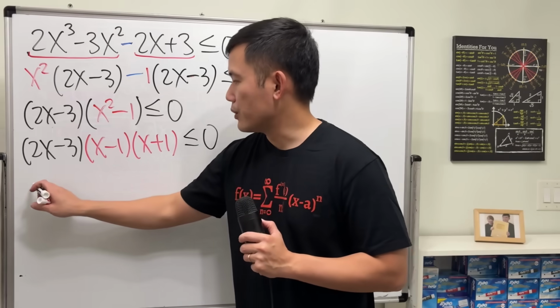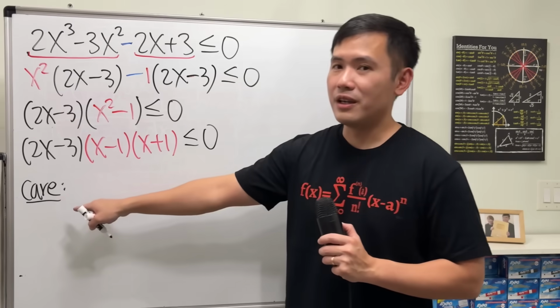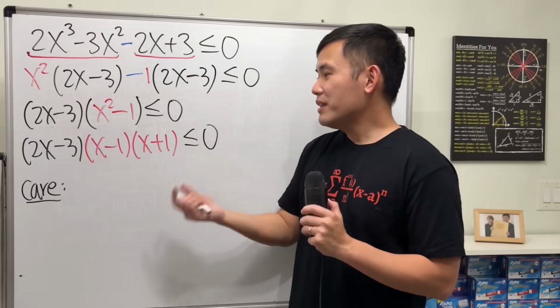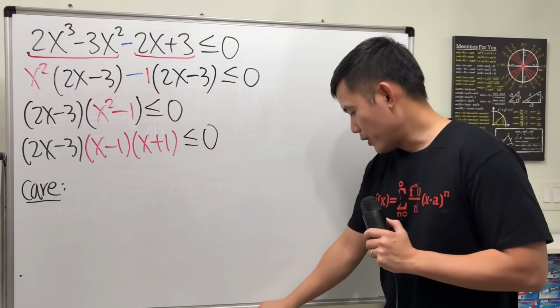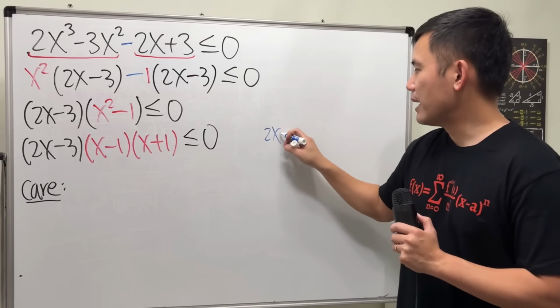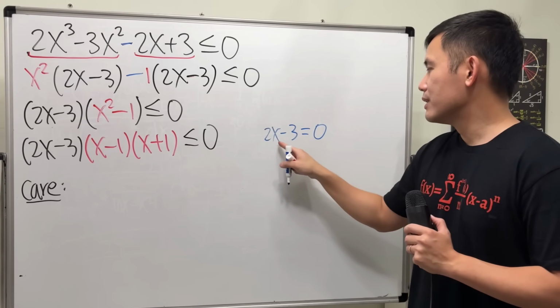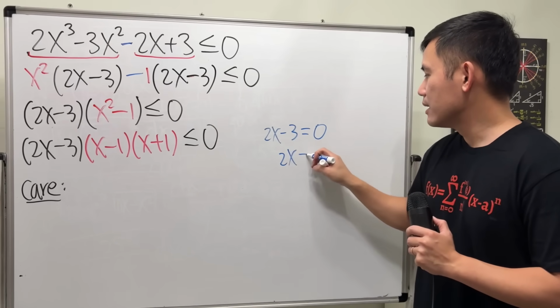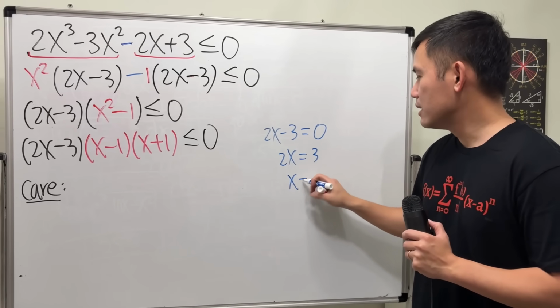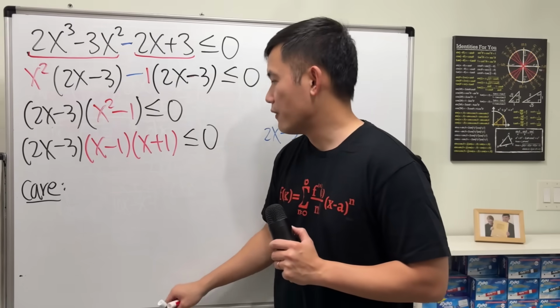How are we going to do it? Firstly, I like to write down the numbers that we care about. What are the numbers that we care about from here? Well, for the first factor, 2x minus 3, how can we make this equal to 0? Well, add 3 to both sides, divide by 2 on both sides, so the first x is 3 over 2. That is what we care about first.